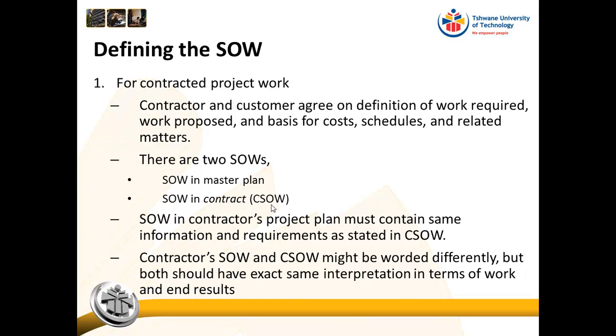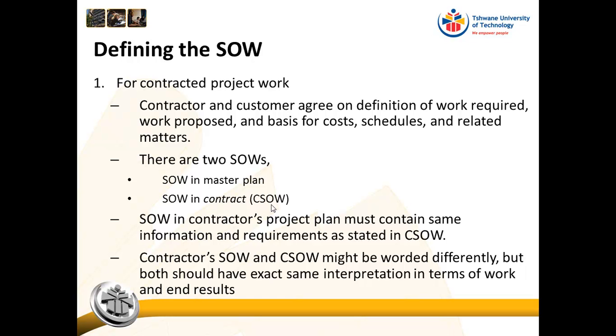Because it happens that we look at the contract statement of work and we say, all right, this isn't detailed enough for what we want to do, so we want to rewrite that, but we need to make sure that the two speak to each other and that we include everything that is a requirement in the contract statement of work in our statement of work that we're working on. So the contractor's statement of work and the contract statement of work may be worded differently, but both should have the exact same interpretation in terms of the work and the end results.